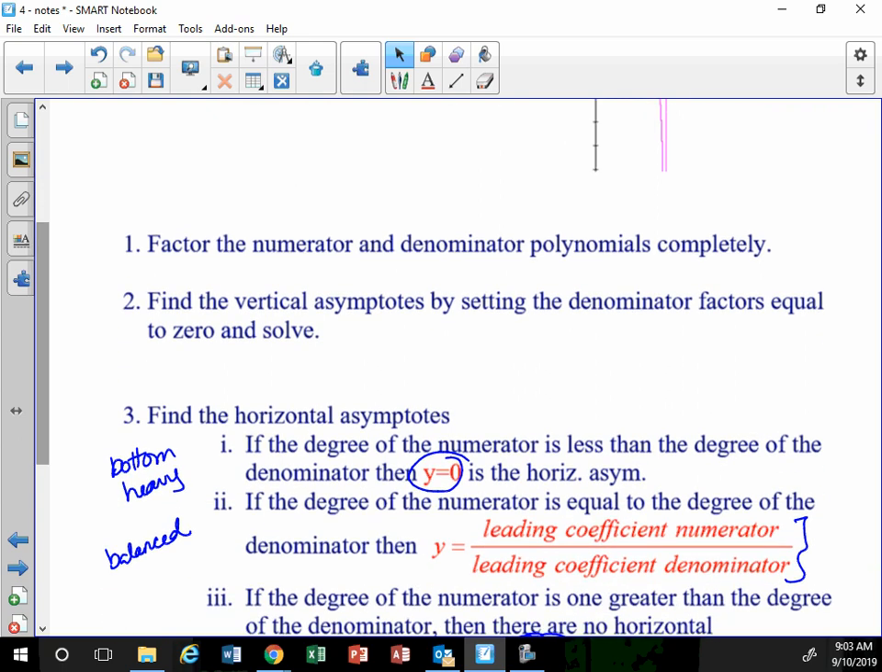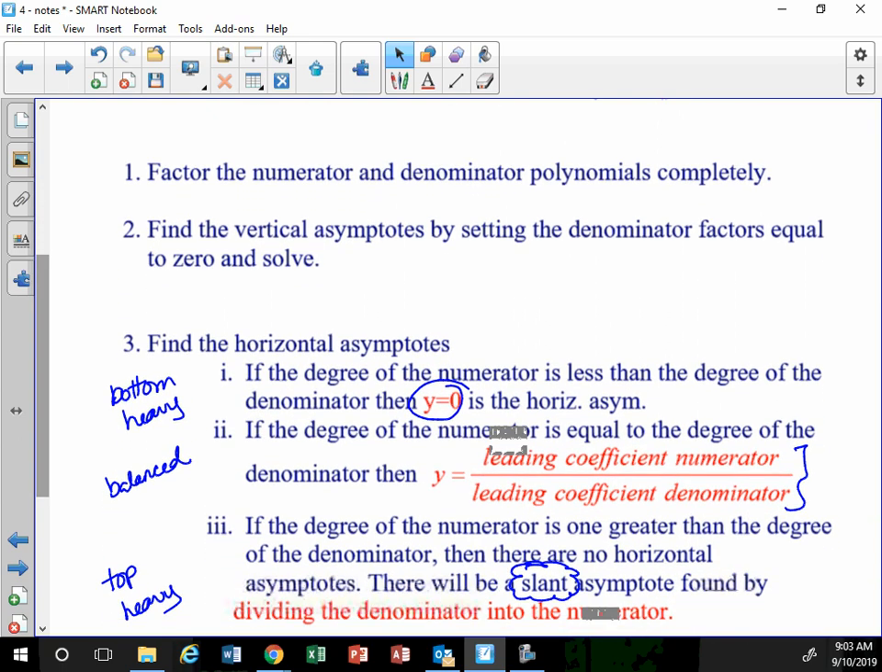You always want to make sure your numerator and denominator are factored. That way it's easier to see if anything cancels out and creates a hole, or it's easier to see what your x and y intercepts are sometimes when it's factored. Then your vertical asymptotes, you find that based on your denominator being 0. And then the horizontal asymptotes.